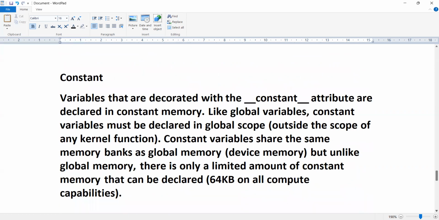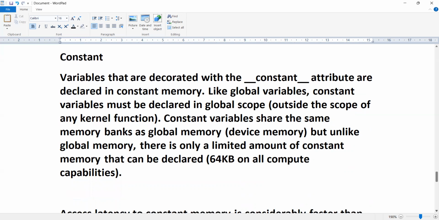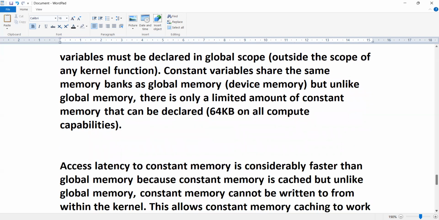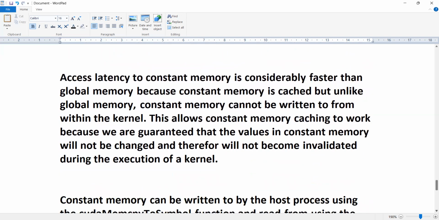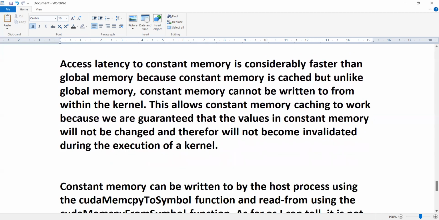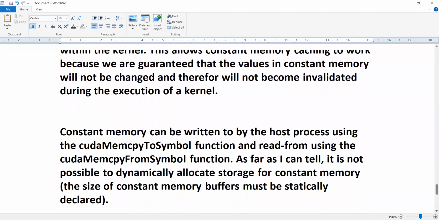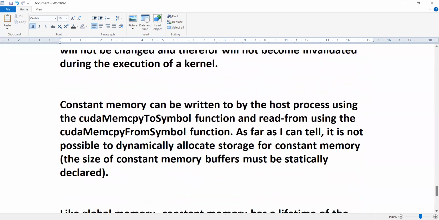Constant memory. Variables that are decorated with the __constant__ attribute are declared in constant memory. Like global variables, constant variables must be declared in global scope. Constant variables share the same memory banks as global memory, but unlike global memory, there is only a limited amount of constant memory that can be declared. Access latency to constant memory is considerably faster than global memory because constant memory is cached, but unlike global memory, constant memory cannot be written to from within the kernel. This allows constant memory caching to work because we are guaranteed that the values in constant memory will not be changed, and therefore will not become invalidated during the execution of the kernel.